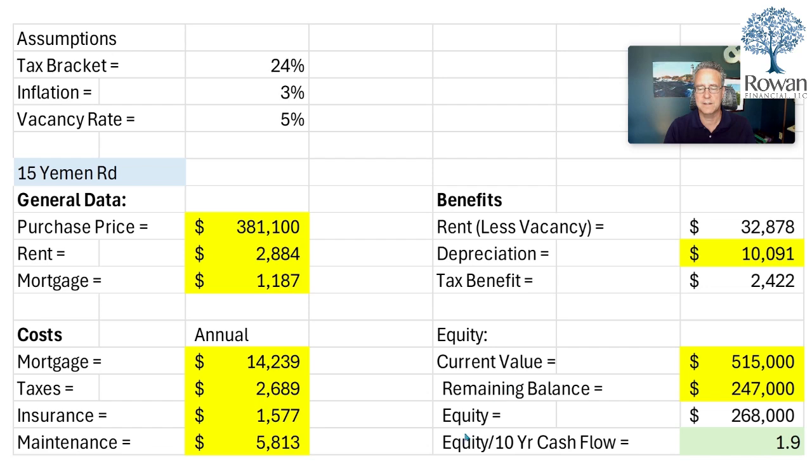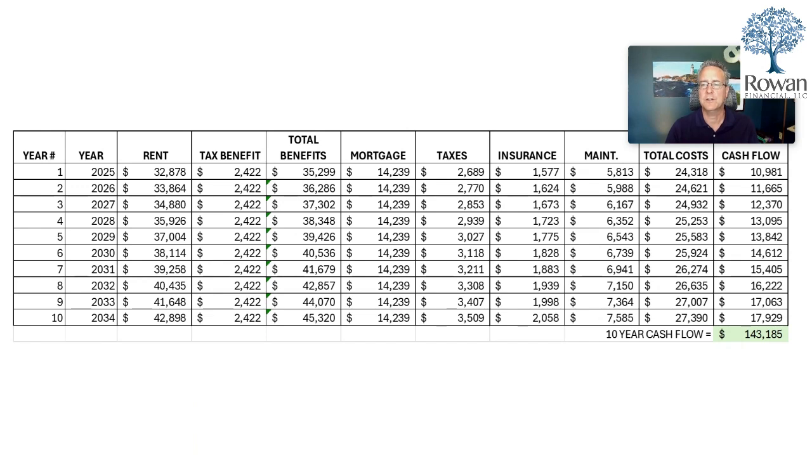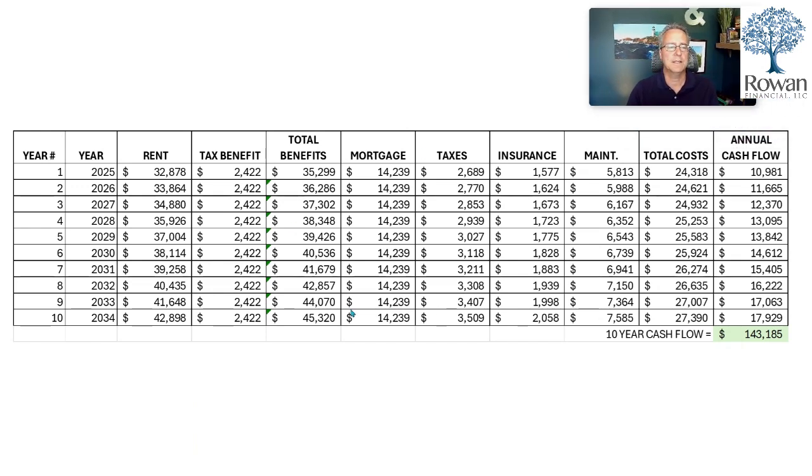And I'm going to come back to this equity over 10-year cash flow ratio in a minute. So let's look at the actual spreadsheet chugging away for 10 years. There's 1 through 10. I like to put the calendar year in case we have any milestones in here personally, and we can kind of see how things are going. Rent, again, make sure this is less vacancy. And this increases with inflation.